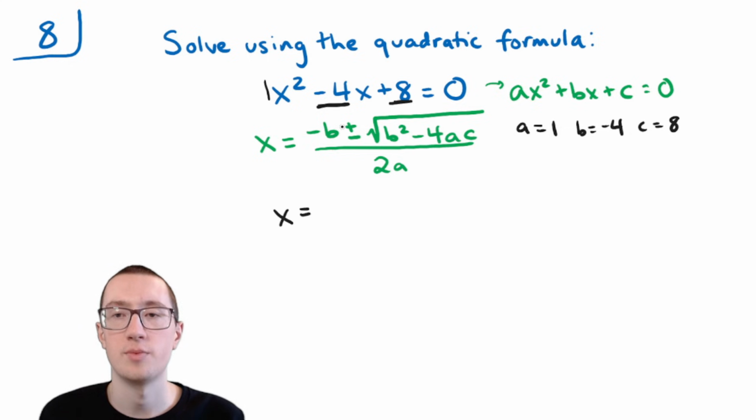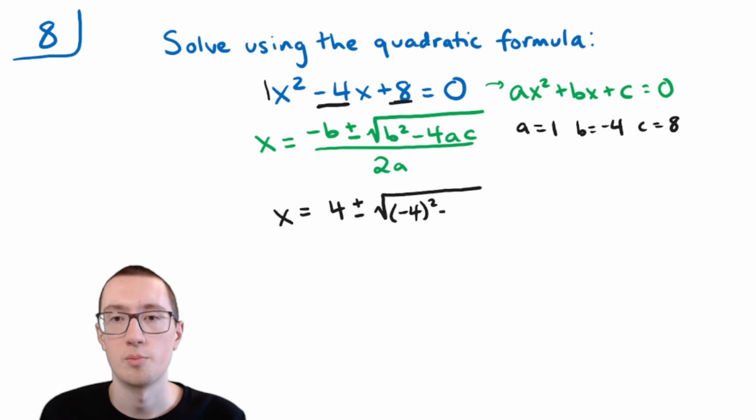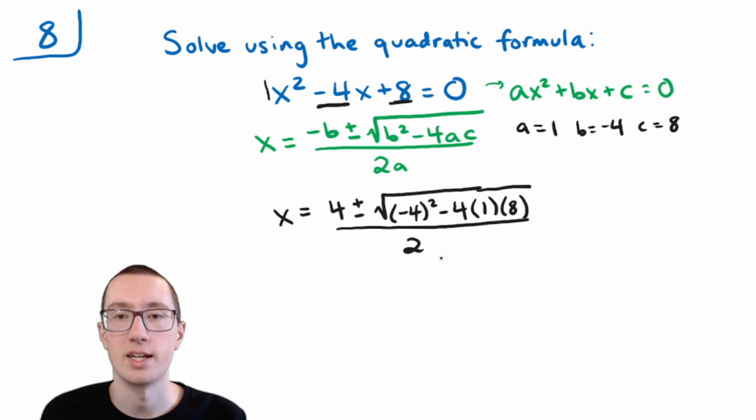So we're going to have negative b is negative 4, so negative negative 4, which is just positive 4, plus or minus the square root of b squared, so that's negative 4 squared, minus 4 times a, which is 1, times c, which is 8. And then that's all going to be over 2 times a, and a is 1.